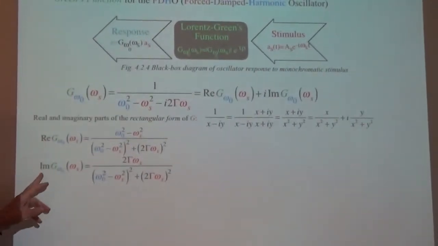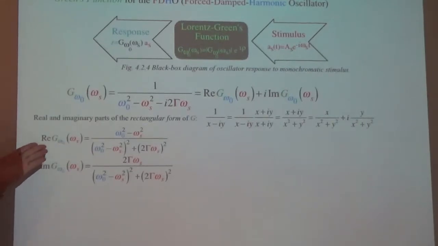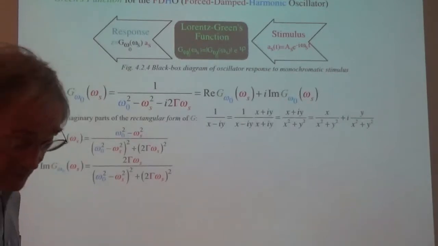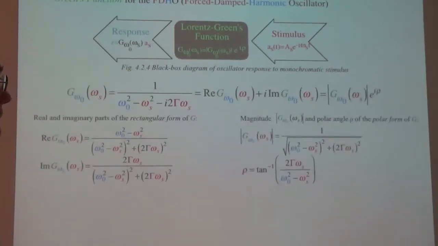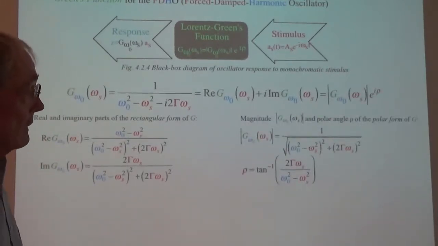This is the real and imaginary. This is a Cartesian form. This is more like the polar form, well, it's going to be the polar form after we get done here. So you need all of these different forms to work this.